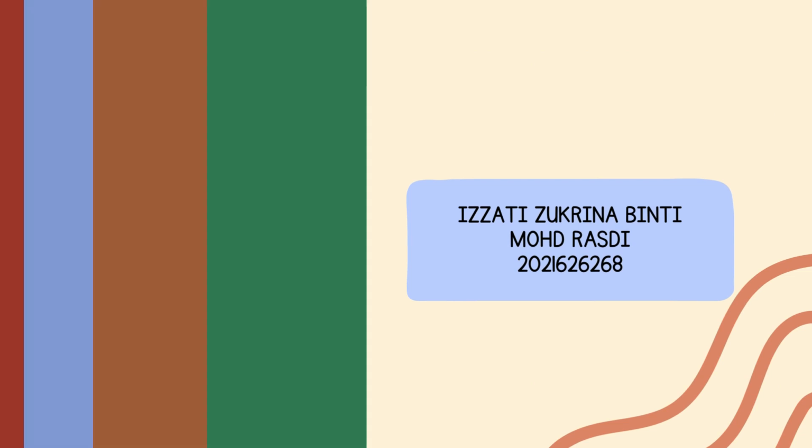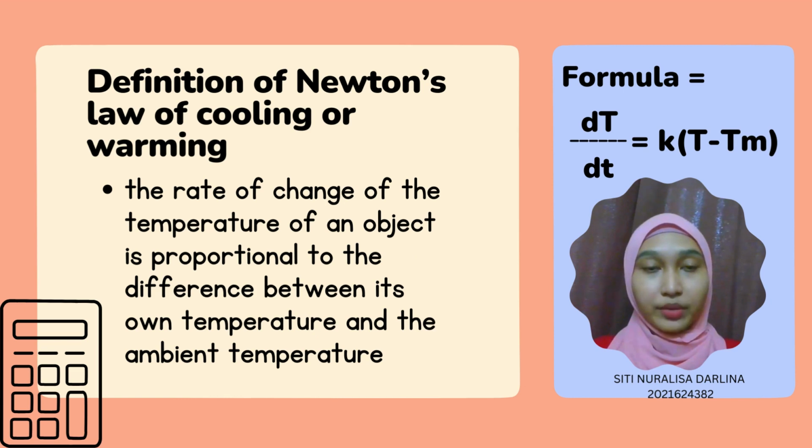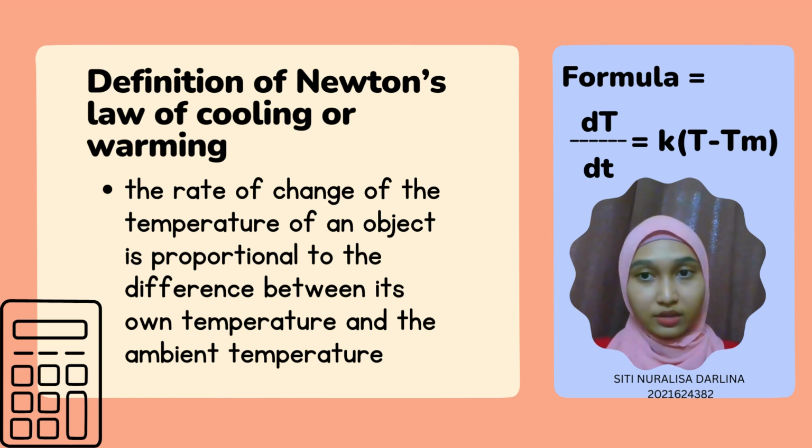A formula that describes the cooling or warming of an object over time. It states that the rate of heat loss or gain from an object is proportional to the difference between the temperature of the object and the temperature of its surroundings. The law is expressed as above, where dT over dt is the rate of change of temperature over time. k is the constant of proportionality that depends on the properties of the object and its surroundings. The big T is the temperature of the object and Tm is the temperature of its surroundings.